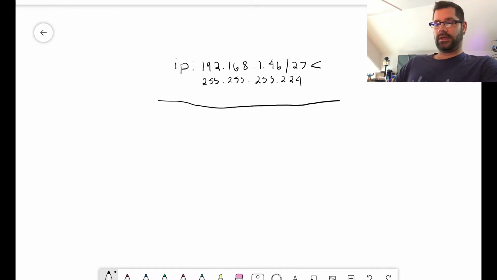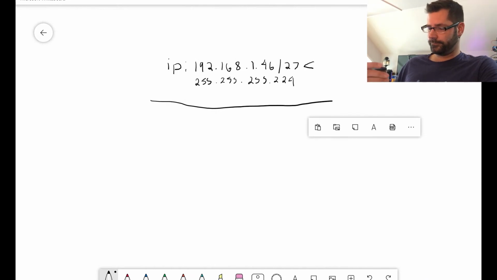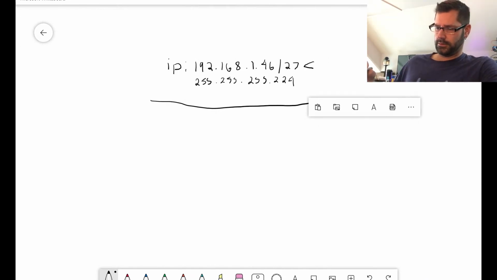The IP address we're looking at is 192.168.1.46, and it's a /27 in CIDR notation. That would make the subnet mask 255.255.255.224. What we need to do is figure out where this network starts and where it ends, preferably figuring out what the network ID is and what the broadcast address would be. Just like you've seen in part 1 and part 2, here we go again.